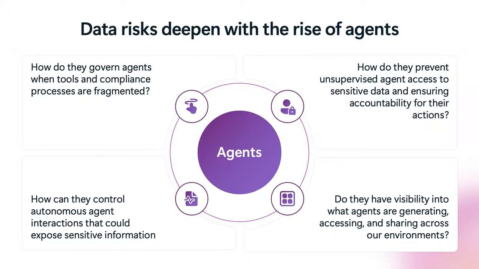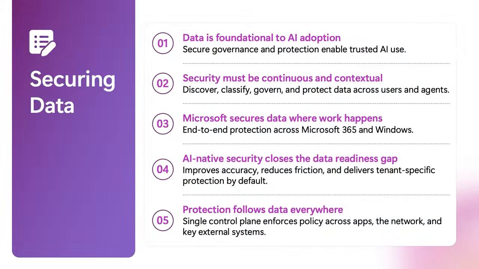Who's accountable when one autonomously accesses sensitive data at 2 a.m. with no human in the loop? Do you have visibility across the dozens of agents already spreading across your teams and tools? These aren't hypothetical. They are the gaps that turn into incidents. So how do you actually close those gaps we just talked about?